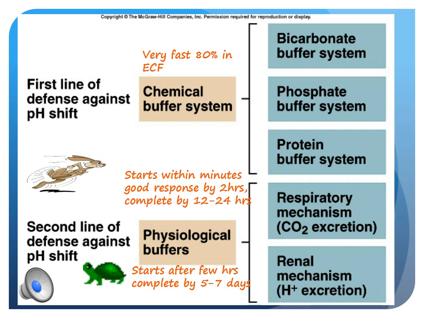So when we have a change in pH, the compensatory mechanisms in our body, as discussed above, the buffer systems, act to prevent the change in the pH. The first to act is the bicarbonate buffer, the protein buffer, and the phosphate buffer, the first line of defense. The second to act is the respiratory system that starts by 2 hours and completes by 12 to 24 hours. And the last to act is the renal system that starts by a few hours and completes by 5 to 7 days. How does the renal system act? It conserves bicarb and excretes H plus ions.